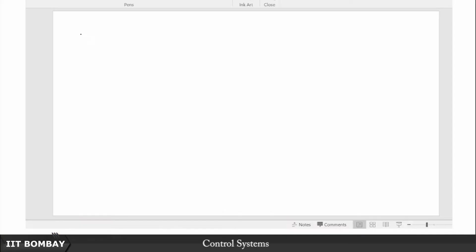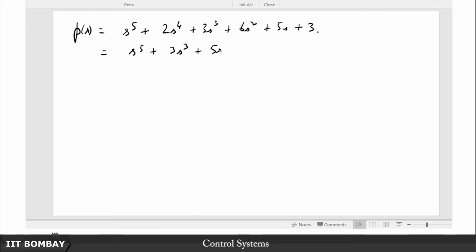So, again as usual, instead of taking the usual Routh array, I will just take the polynomial and try to show you what this is. Let us take the polynomial s to the 5 plus 2s to the 4 plus 3s cubed plus 6s squared plus 5s plus 3. We split this up, as usual, into an odd part, s to the 5 plus 3s cubed plus 5s, and an even part, which is 2s to the 4 plus 6s squared plus 3.